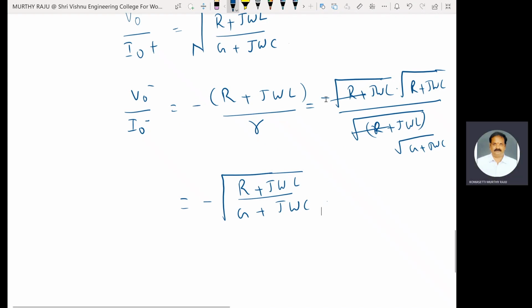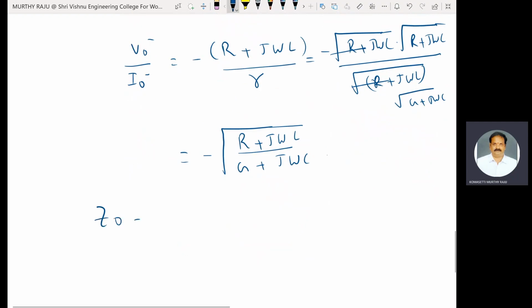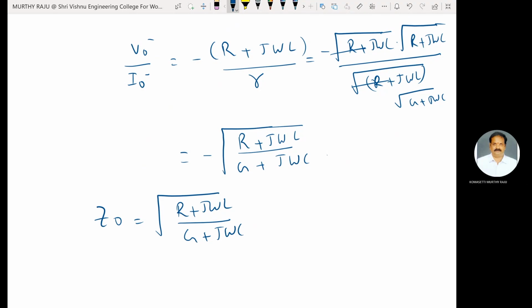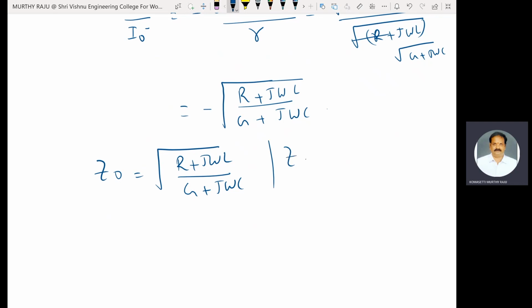It is called the characteristic impedance of the transmission line. It is denoted by Z0. Therefore, Z0 is equal to square root of (r plus j omega L) by (g plus j omega c). Three definitions of characteristic impedance. First one: the ratio of forward voltage wave to the forward current wave at any point on the line. Z0 is equal to V0 plus by I0 plus.